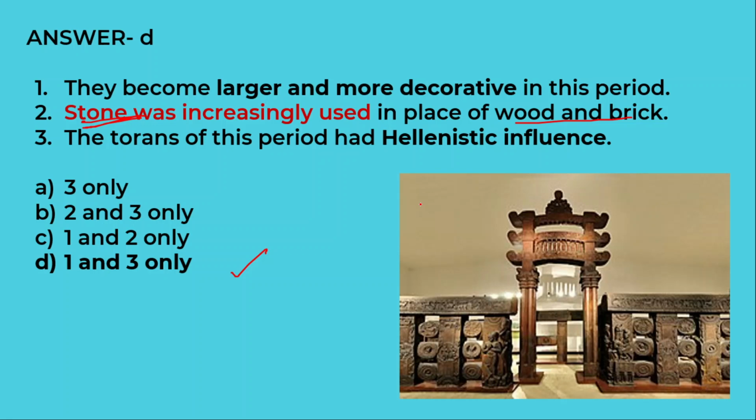beautifully decorated gateways to the stupas, and these toranas were intricately carved with figures and patterns, and they were evidence of Hellenistic influence. So the Shunga dynasty basically introduced this idea of toranas as more beautiful decorated gateways, right? And they were intricately carved, etc.